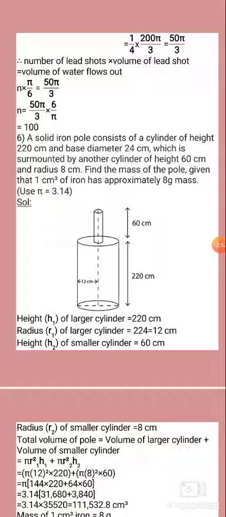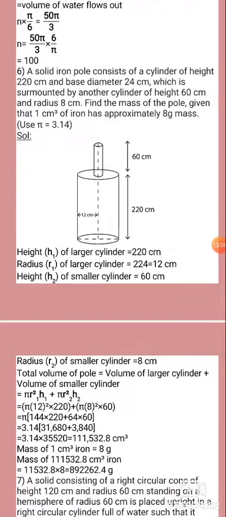8 centimeter. Total volume of the pole is volume of the larger cylinder plus volume of the smaller cylinder. Now volume of the cylinder is pi r square h. So pi r1 square h1 plus pi r2 square h2. So pi into 12 square into 220 plus pi into 8 square into 60. Take pi as a common. 12 square 144 into 220 plus 64 into 60.